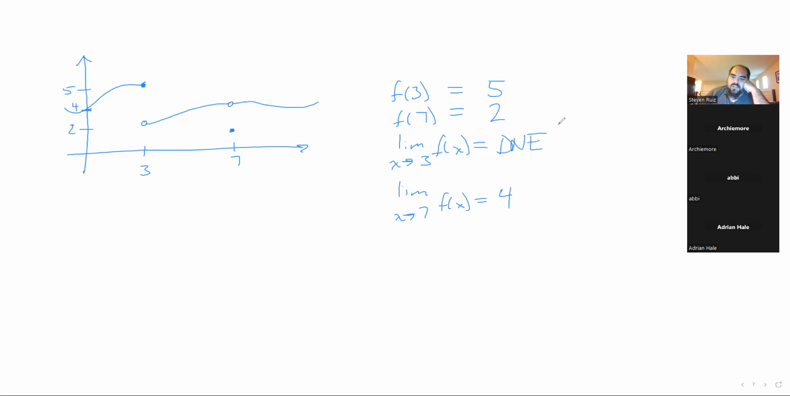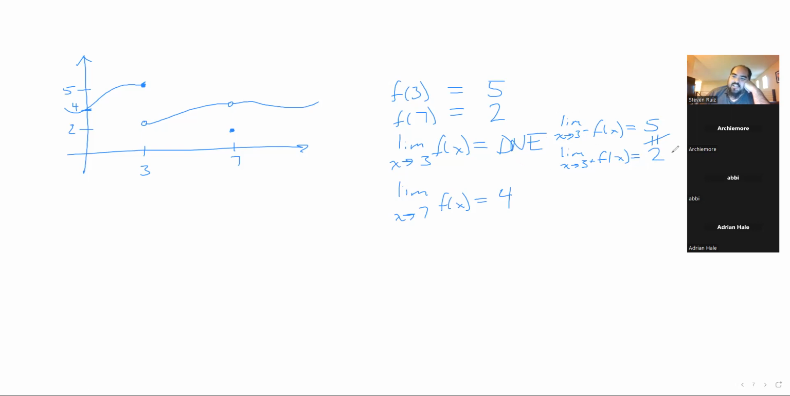Because, and we can get a little more specific with this one, we can talk about the limit as x approaches 3 from the left and the limit as x approaches 3 from the right. So what are these two limits here? Well, x approaches 3 from the left would be 4, and from the right would be 2. Oh, wait, not 4, it'd be 5, and then from the right would be 2. Right. So this is why the limit doesn't exist.